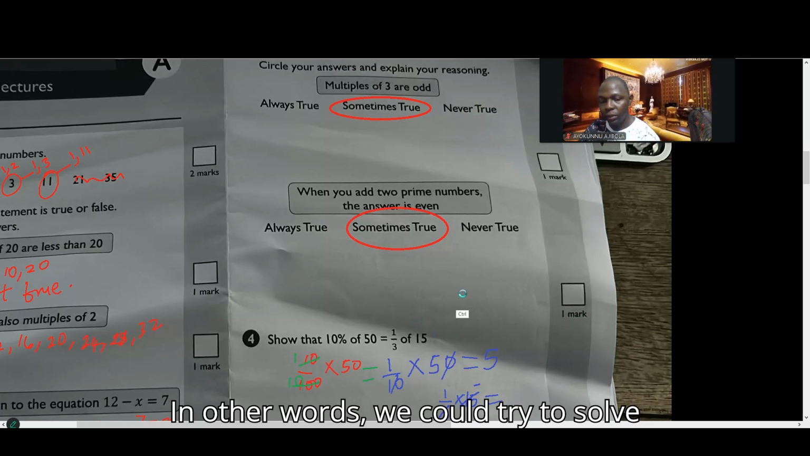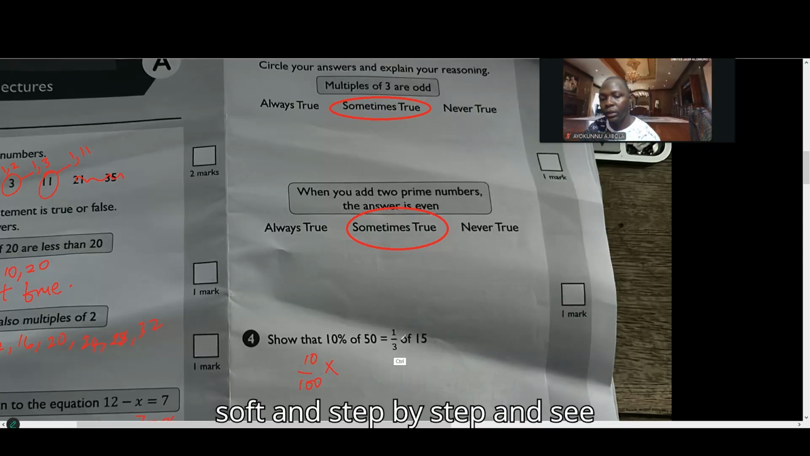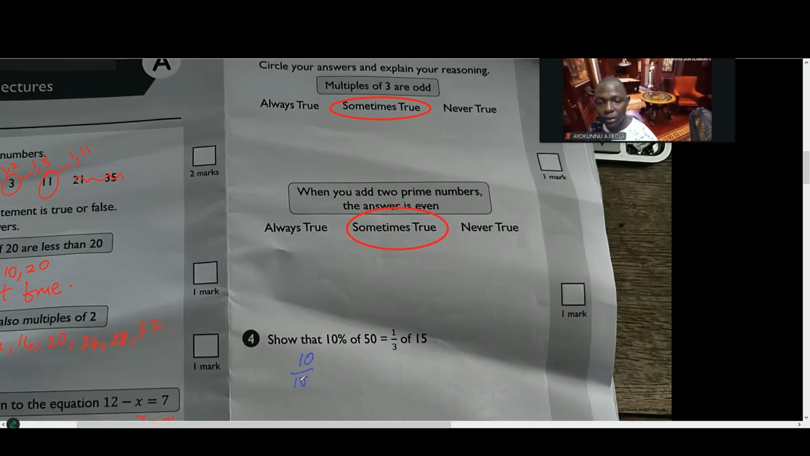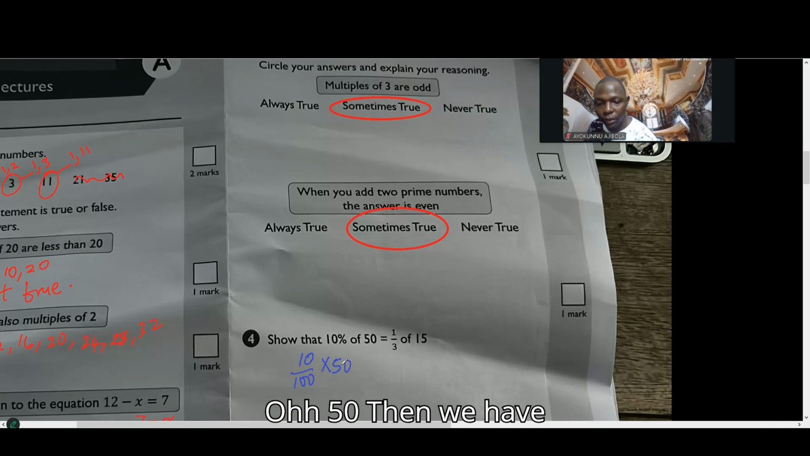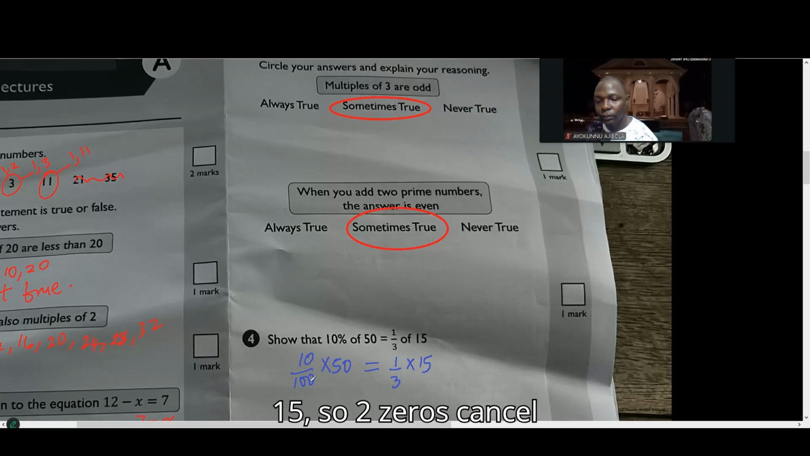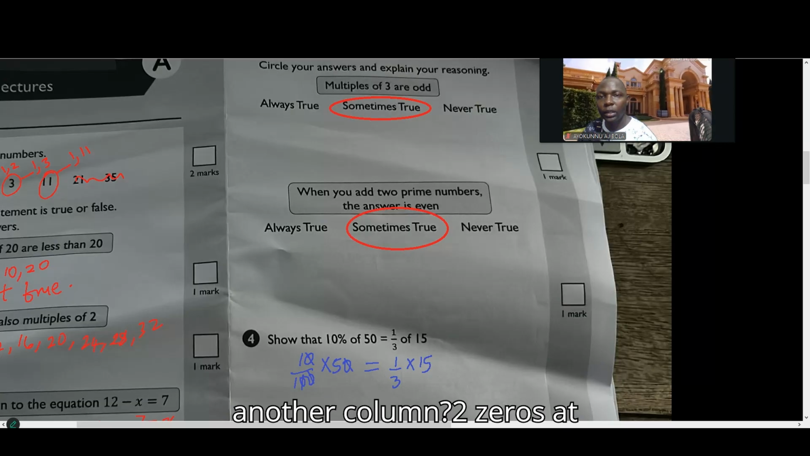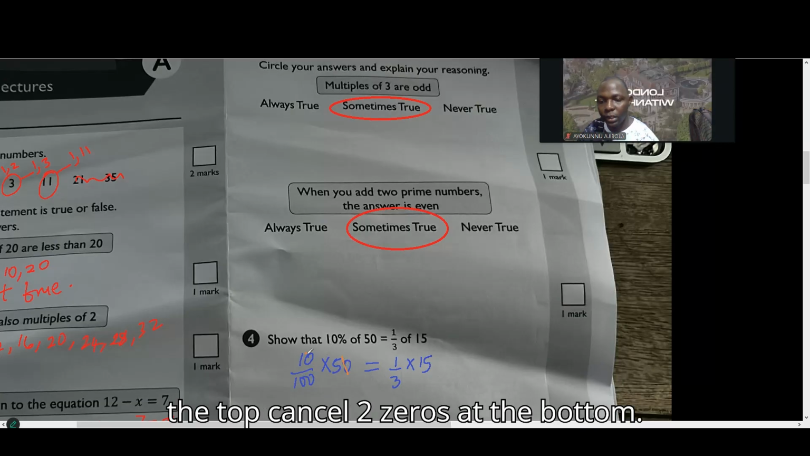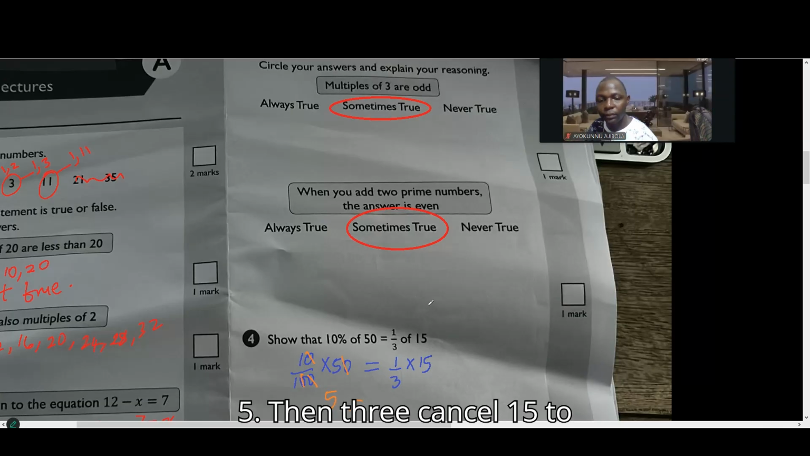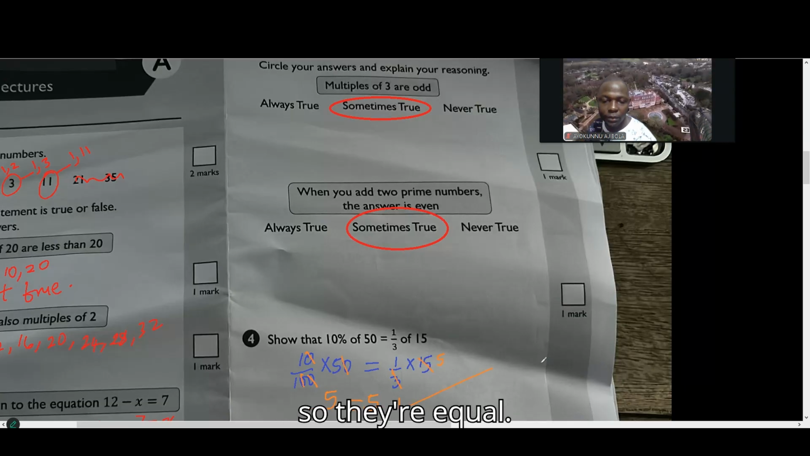In other words, we could try to solve the two step by step and see whether they are going to be equal. So we have 10% of 50, then we have 1 over 3 of 15. So two zeros cancel two zeros. Two zeros at the top cancel two zeros at the bottom. Then we have 1 times 5 over 1, which is 5. Then 3 cancels 15 to give us 5 times 1, which is 5. So they're equal.